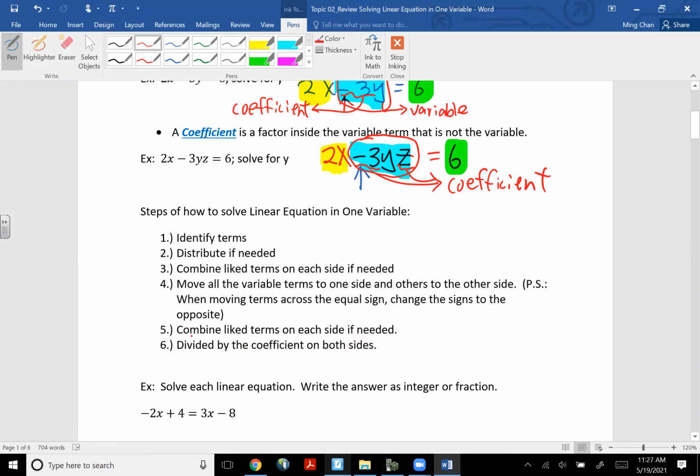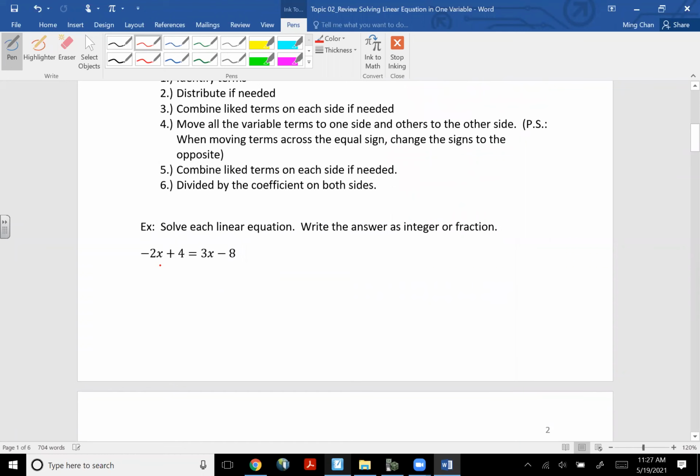So after you move them, you can combine like terms on each side. And then the last step is the solving part: divide both sides by the coefficient. All right, so let's give this a try. Negative 2x plus 4 equal to 3x minus 8.